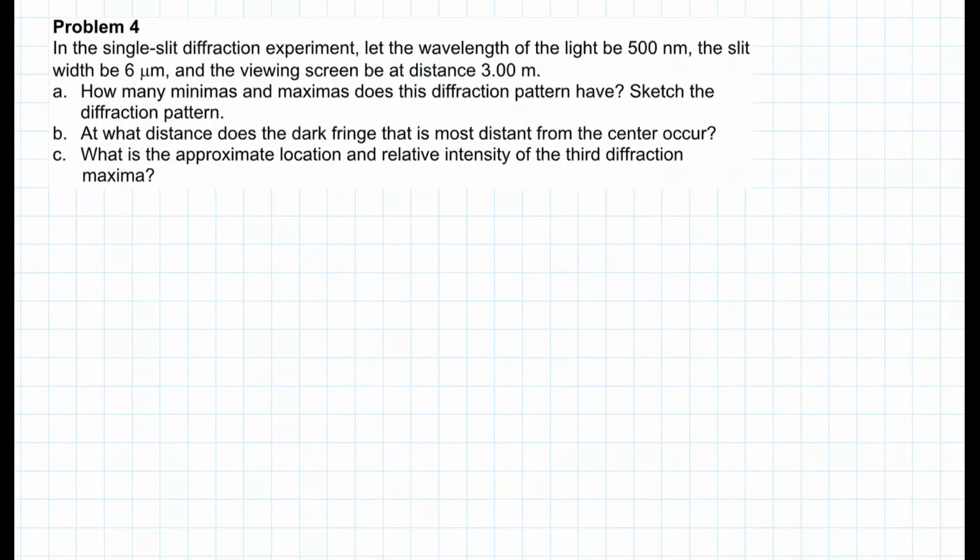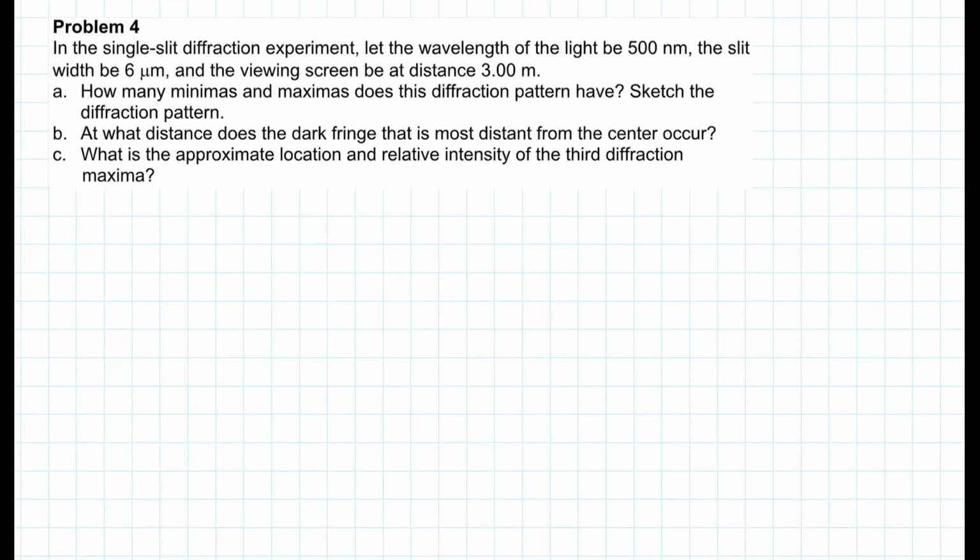In a single slit diffraction experiment, let the wavelength of the light be 500 nanometers, the slit width be 6 microns, and the viewing screen be a distance 3 meters. A. How many minimas and maximas does this diffraction pattern have? Sketch the diffraction pattern in detail.